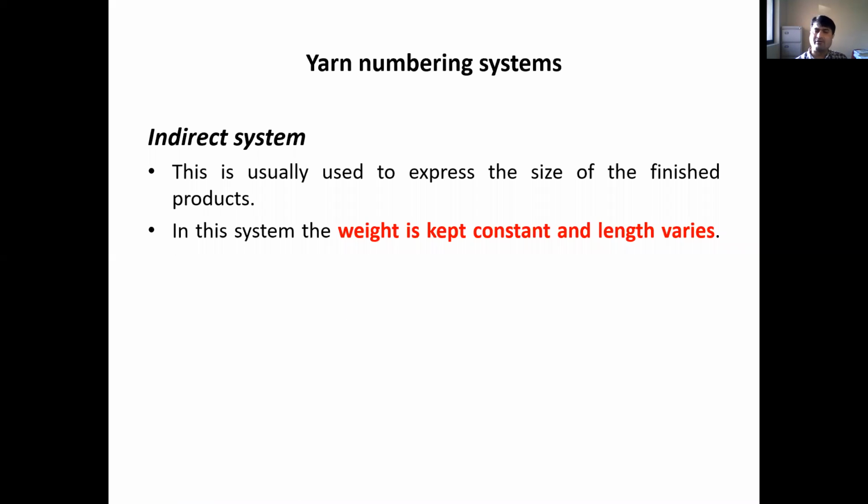Then we have the indirect system. In indirect system, weight is kept constant. That means weight is constant but length varies. That means length per unit mass. Length per unit mass, that is the indirect system.